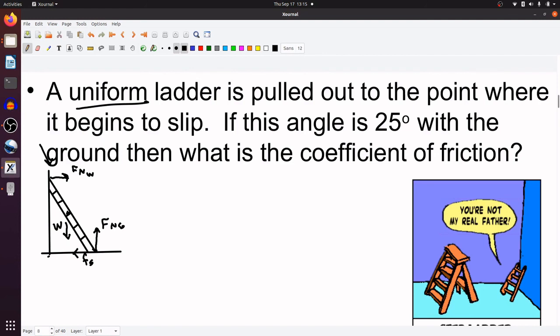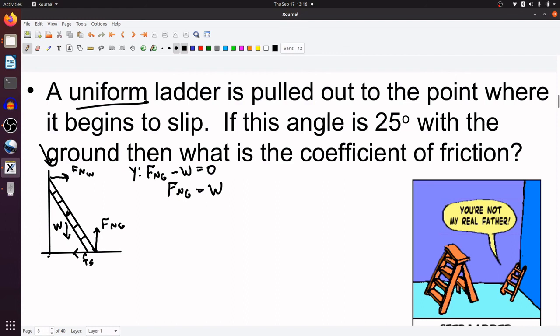Well, normally we would say, okay, what's going on in the X, what's going on in the Y, back when we did forces. So let's start with that. Let's start figuring out what goes on in the Y. Well, we've got the normal force of the ground minus the weight, and it's the moment just when it begins to slip, so it's an equilibrium application problem, so that's going to be equal to 0. That means the normal force due to the ground is equal to the weight of the ladder. Doesn't give me anything about an angle, coefficient of friction or anything about an angle. So that's about as far as I can go.